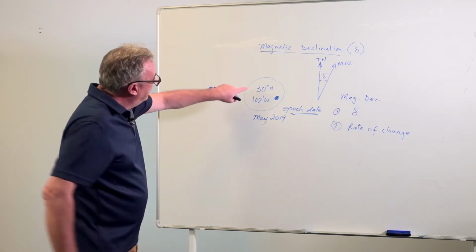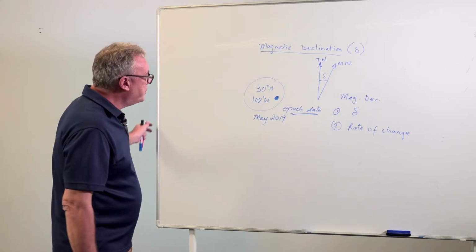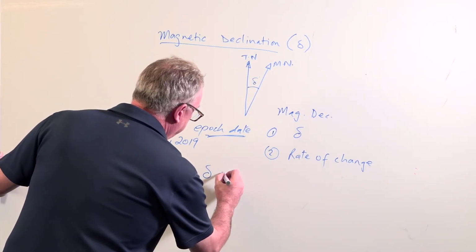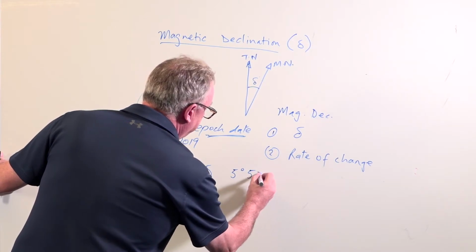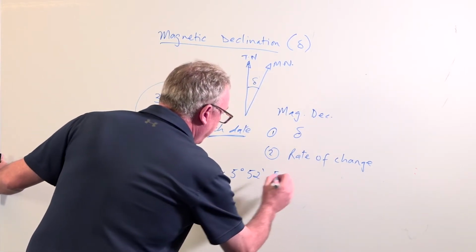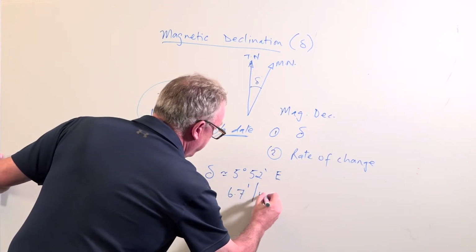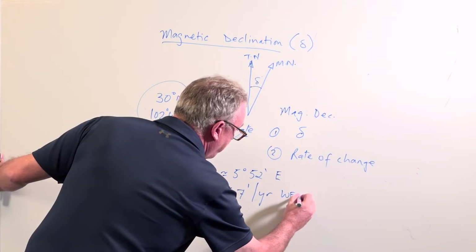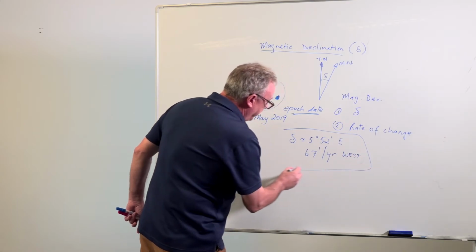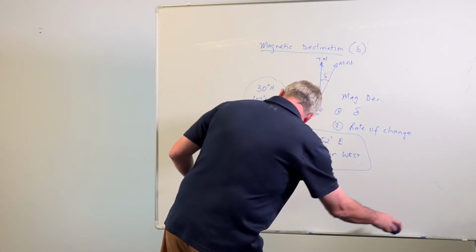So if I put in 30 degrees north, 102 degrees west for an epoch date of May 2019, I am going to get a magnetic declination, which is going to be given as 5 degrees and 52 minutes. This is approximately 5 degrees, 52 minutes east, with a rate of change of 6.7 minutes per year in a direction to the west. Now, just keep that information in your minds, because we're going to apply this within the calculation that we're going to be performing in a short while.